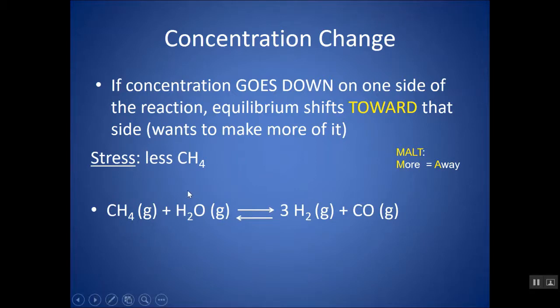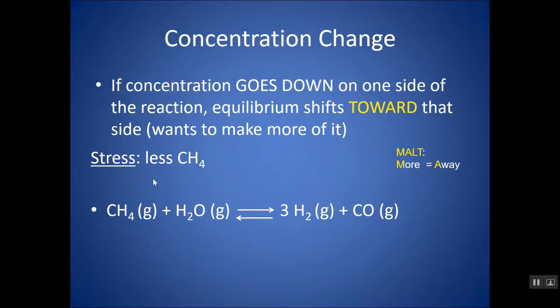So let's say same reaction, but my stress is now I've decreased the concentration of CH4. How does that happen? Maybe I remove it from the system. Maybe I've added something and that reacts with it. Different ways that this stress could have been made. But I'm telling you the stress is that I now have less CH4 in the system.